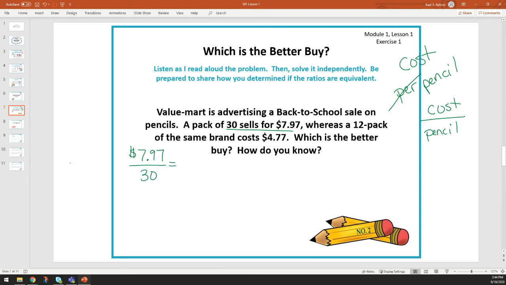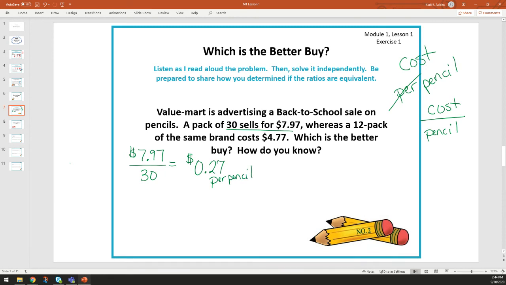That was 30 pencils. So when I divide that out, I'm going to get a long decimal. Again, I'm thinking about money, so I want to take it to the nearest penny. So let's round it up to 27 cents. The calculator said 0.2656 repeating, with the 6 being the repeating number. So we're going to round that up to 27 cents, and then you're going to say per pencil.